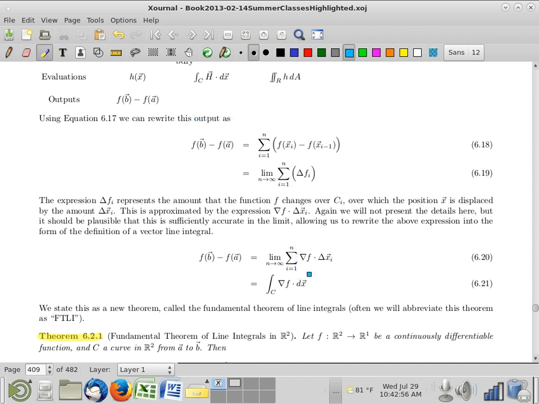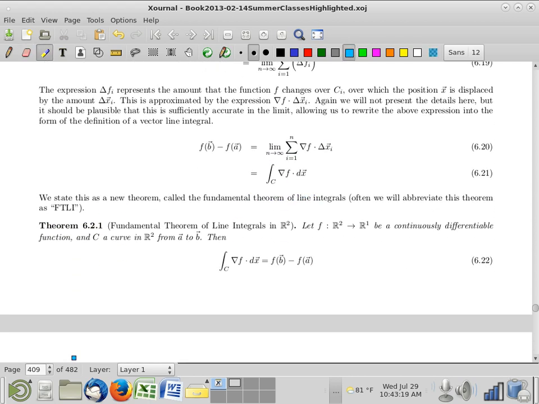And realizing that the change of an output is the gradient dot the change of an input, now I've got that expression, and that is exactly a Riemann sum for what we made as the definition of this vector line integral. So we have proved, in some sense, the fundamental theorem of line integrals, that this is equal to that.